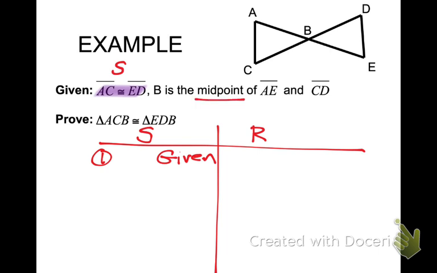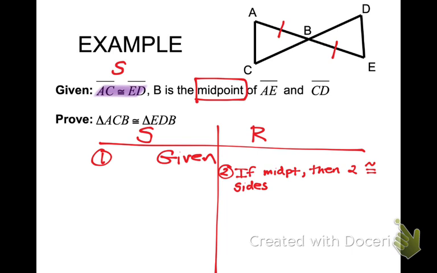Okay, so now I don't have a reflexive property because I don't have any sides shared. So now I got to look at my key vocabulary, which is midpoint. Notice it says that B is the midpoint of AE, which is this whole side. So let's start there. So if B is the middle of AE, where are my congruent sides? AB and then. Perfect. Okay, so AB and EB is what we want for line 2. So line 2, if midpoint, then 2 congruent sides.